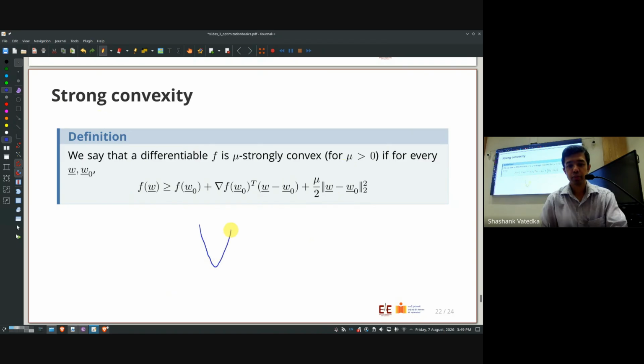So a function that looks like this. Let's say I take this particular point. This is the tangent hyperplane. What this says is that there is some quadratic function that lower bounds the entire function.